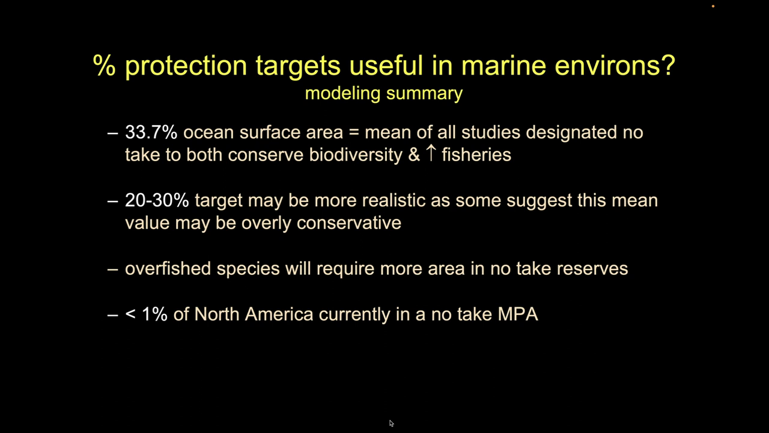We could maybe do okay even if we were a bit lower than that target, on the order of 1/5 to 1/3, because, as I mentioned before, these modeling efforts tend to be fairly conservative. What is very clear, 100% of all the modeling shows, is that the more overexploited, the more depauperated or less diverse the community is, or the fewer individuals, if we're talking about a population, then the more area we have to get it recovered.